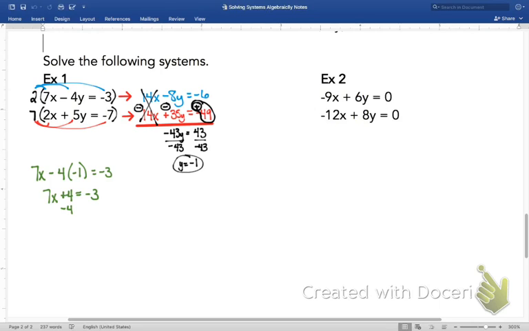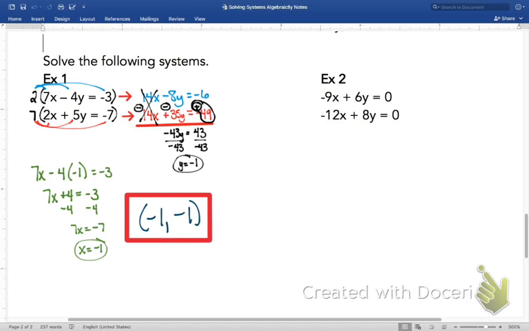I'm going to subtract 4. 7x equals negative 7, and x is equal to negative 1. So, write it as a coordinate: negative 1, negative 1. Make sure you put those in the right order.